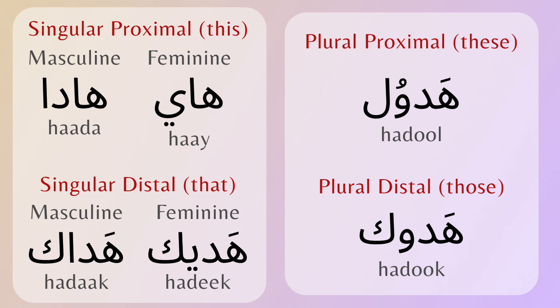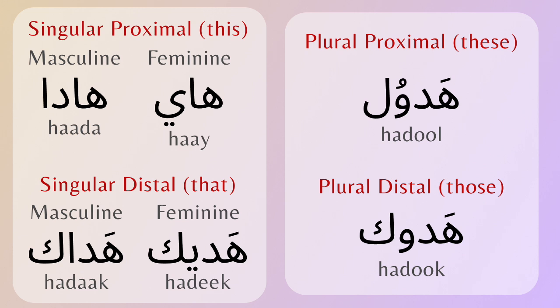Amazing, so we covered all the singular forms. Now let's learn the plural forms. Let's start off with plural proximal, which is used to point out items that are near. The English equivalent is these. In Arabic, there's only one form. Because it's a group, it can be used for mixed genders, or it can be used for a group of male items or female items. The plural proximal form is hadol.